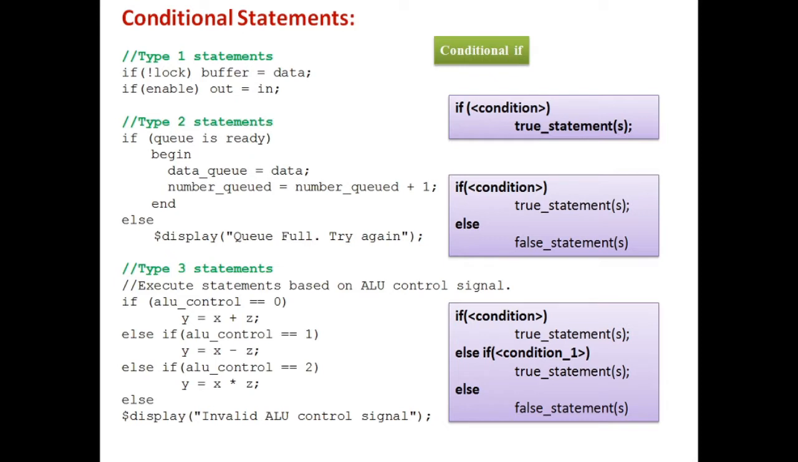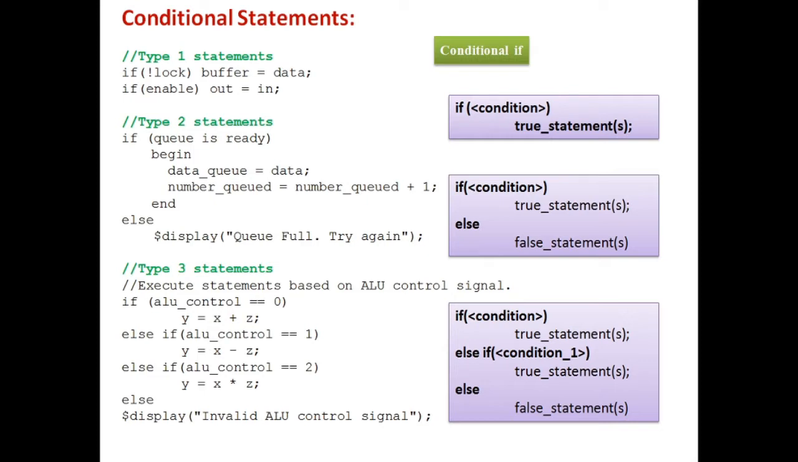These conditional statements are generally adopted to decide whether or not something has to be executed. That means, from the programming point of view, whether a statement should be executed or not relies completely on a particular condition. So these conditional statements are categorized into three types: type 1 statements, type 2 statements, type 3 statements.